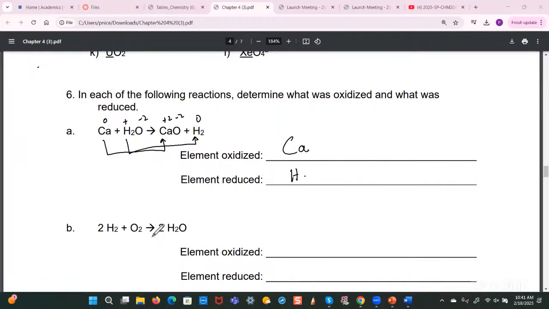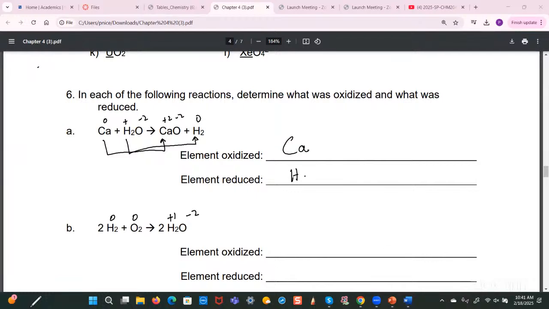Let me give you a hint. Or several hints. The oxidation number of hydrogen here is 0. The oxidation number of oxygen here is 0. The oxidation number of hydrogen here is +1. And here it's -2. That should make things a bit easier for you.